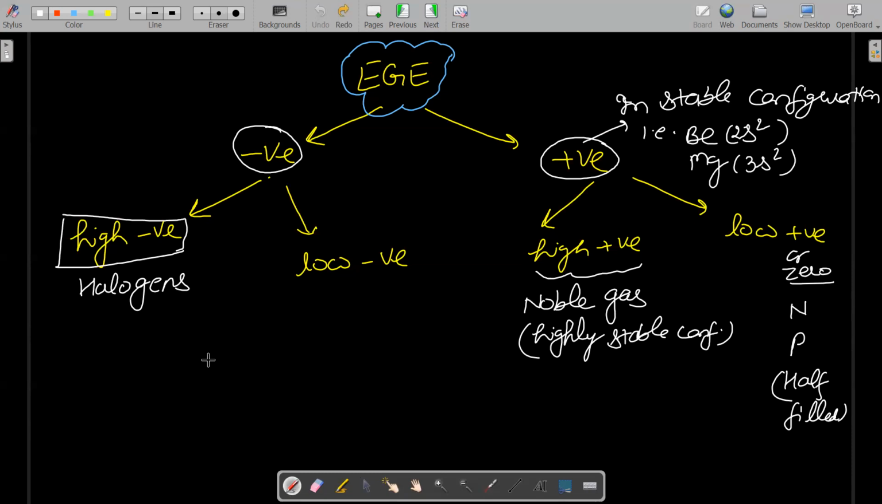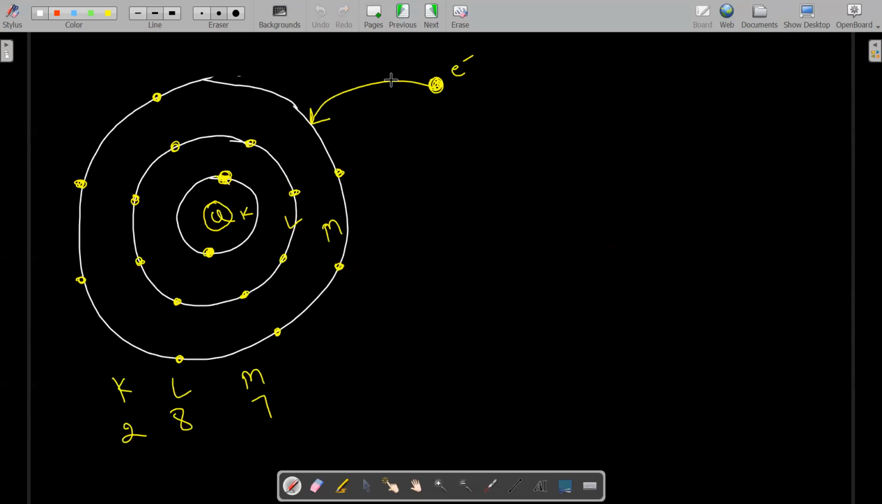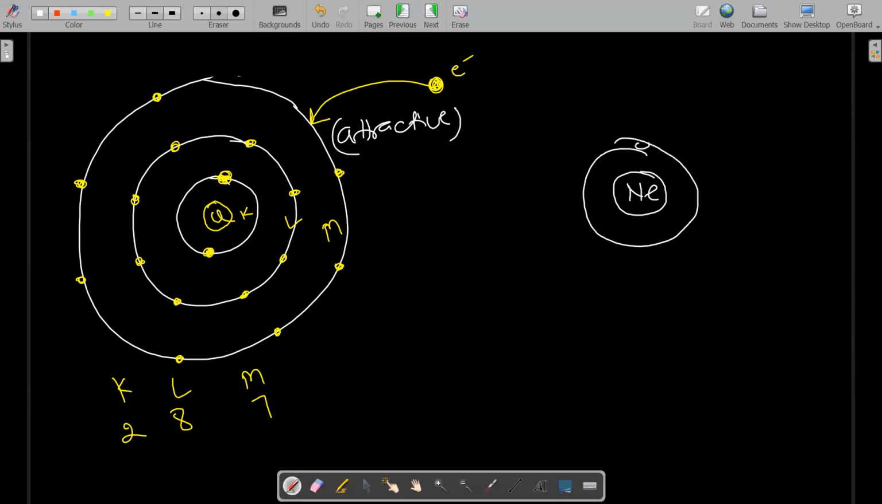I mean, in chlorine, what I said, the one electron is easily accepted. There the attractive force is more dominant. And if there is attraction, energy is released. But in the case of stable configuration, the best example is the noble gases. Suppose you take neon. In the case of neon, all of you know how many electrons there are: 2, and the outermost shell having 8 electrons.